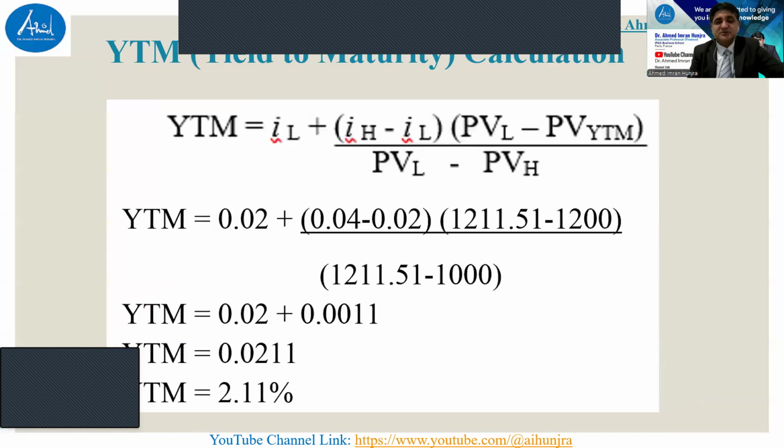Here we can also find it by formula: i lower is 2%, i high is 4%, minus i lower, 2%. The present value at lower, meaning 2%, is 1211.51. The present value at YTM is the market price, so 1200 minus 1211.51, divided by 1000 minus 1211.51. After simplifying, it's giving us 2.1%.